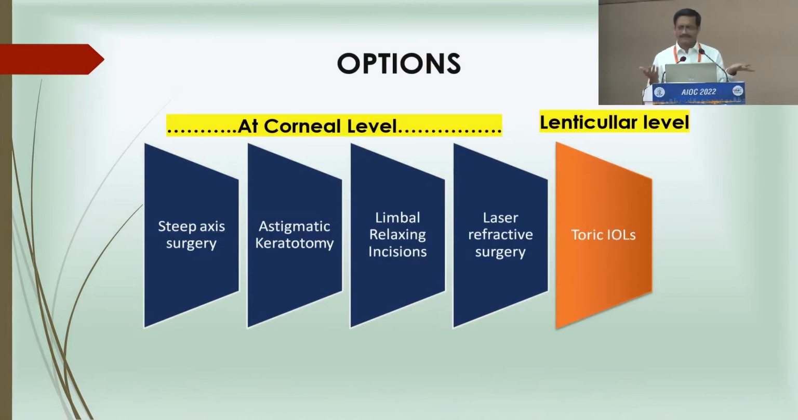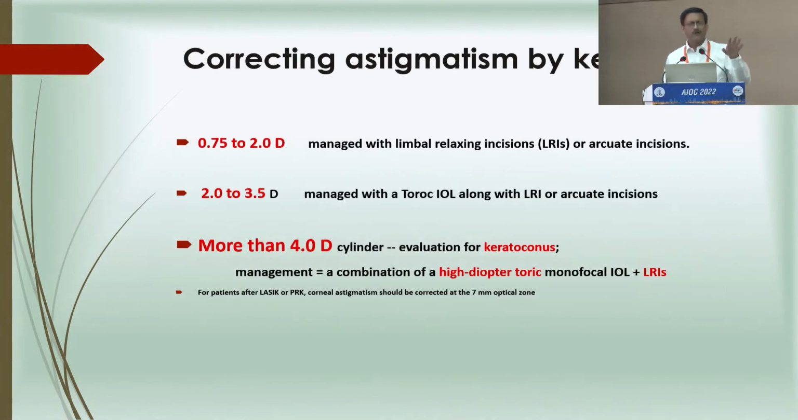How do you correct astigmatism? You can correct it at the corneal level where the problem is, with astigmatic keratotomies, LRIs, limbal relaxing incisions, laser refractive surgery, whatever you do. Or you can compensate for the corneal astigmatism with the IOL, toric IOLs. A small amount of astigmatism can be taken care of by a steep incision in cataract surgery, and if it is more, then you'll have to go in for toric IOLs. If it is 5, 6, 7 diopters, don't be afraid, there are custom-made IOLs for correcting 7 diopters of astigmatism also. But before you go in for that, exclude keratoconus. Though it is an aging patient, with irregular astigmatism, don't go for it.